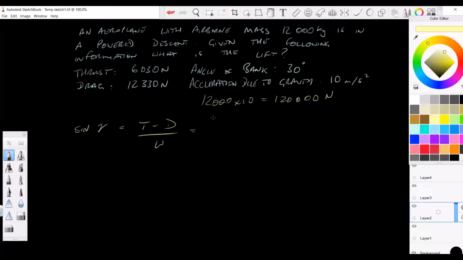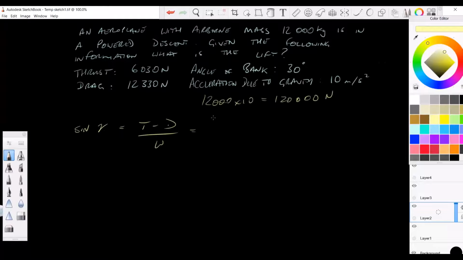So what we're going to get is thrust minus drag is going to be less than 0. Weight, of course, is more than 0. So we're going to get negative top, positive bottom, so a negative answer. So sine gamma is going to be negative, and that means gamma is going to be negative. So what we're going to get is a negative angle of climb, which of course is our angle of descent.